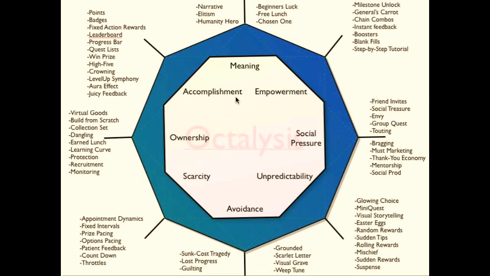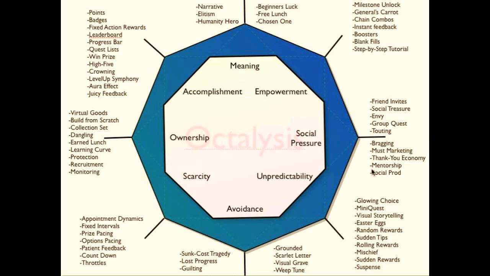So with epic meaning and calling, there are game mechanics that you can add into, like adding narrative to it, adding elitism into the system, creating a sense of a humanity hero, giving them some beginner's luck. When you look at empowerment, you give them milestone unlocks, you give them boosters, you give them chain combos. And within development accomplishment, we have our usual favorites, the points, badges, and leaderboards. But we also got our progress bar. We also have a little bit more interesting things like crowning, level up symphony, juicy feedback, euro effect. With ownership, that's when you have virtual goods, build from scratch, which is because you build something from scratch, you feel ownership to it. And really, you can get all the stuff together.